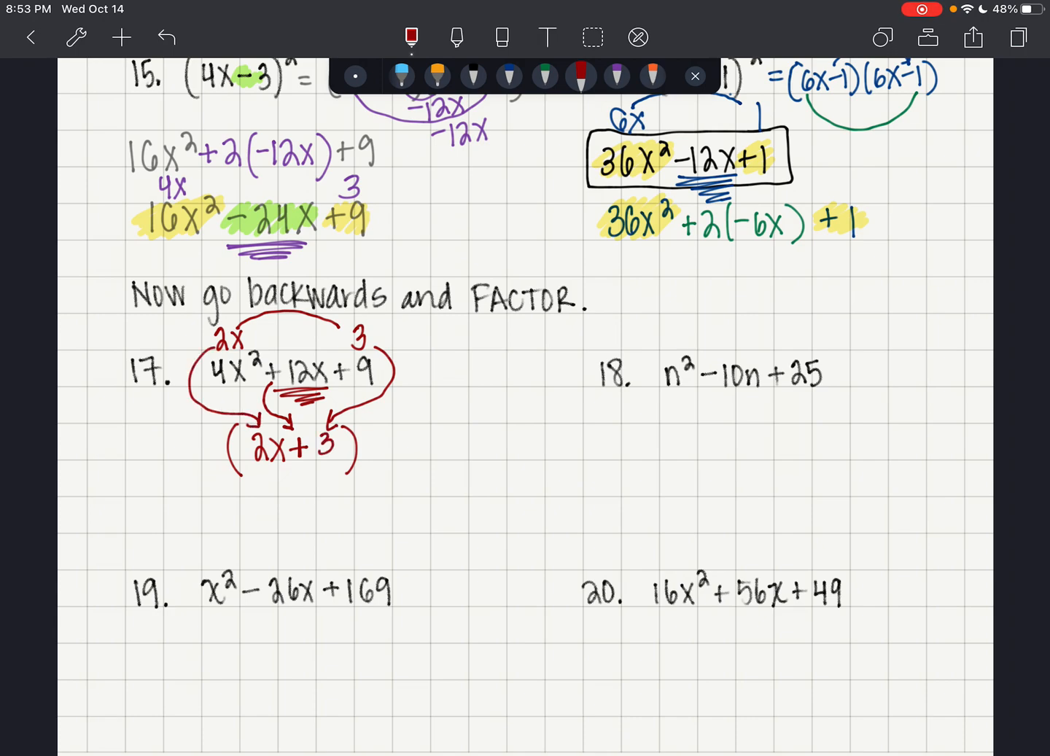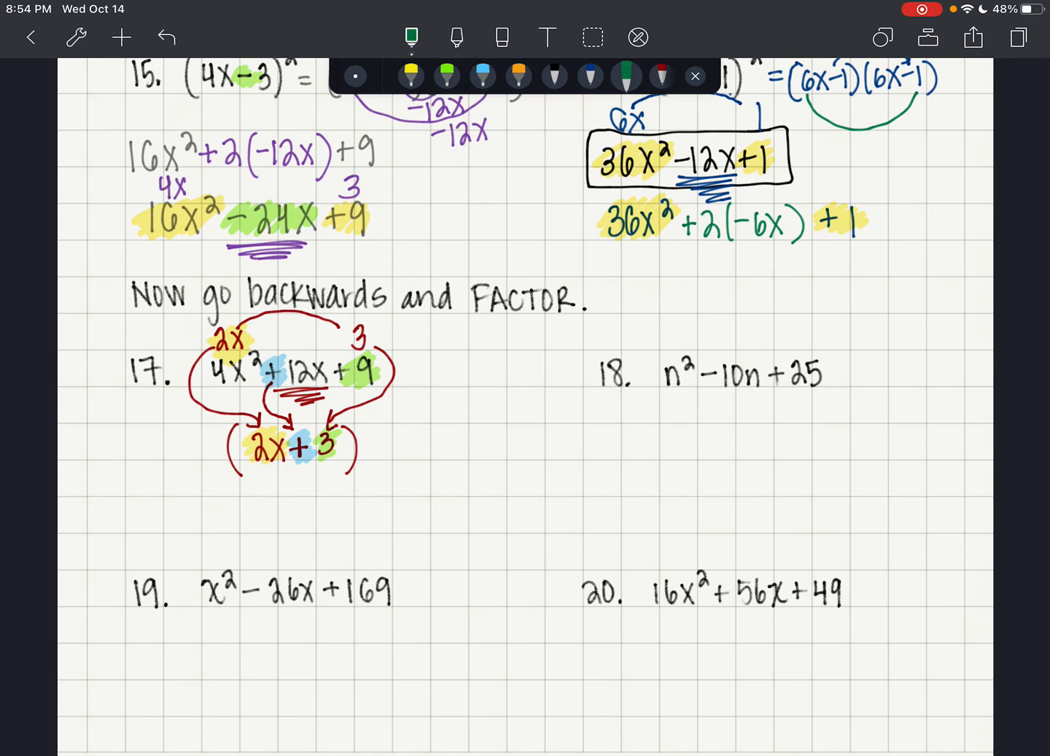Do you see where everything's coming from? I'll highlight it. 2x comes from your perfect square in your first term. 3 comes from your perfect square in your last term. And then the positive comes from that linear term in the middle.